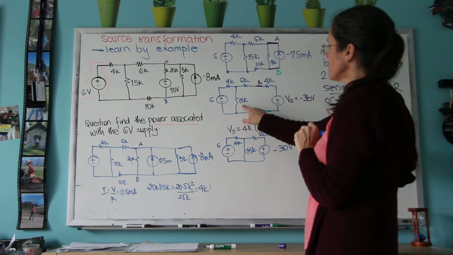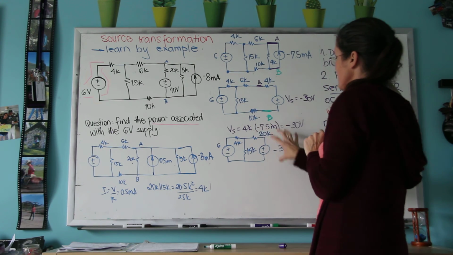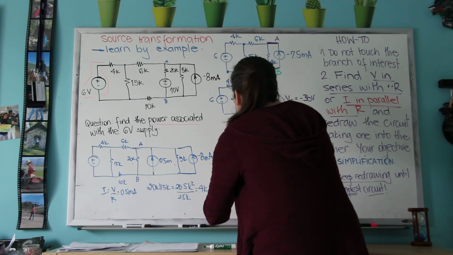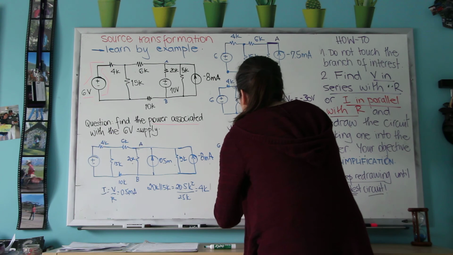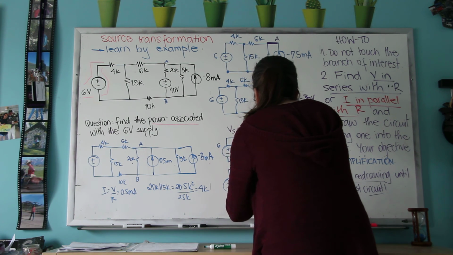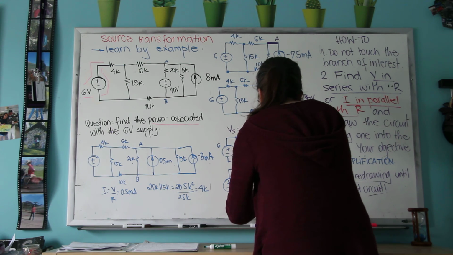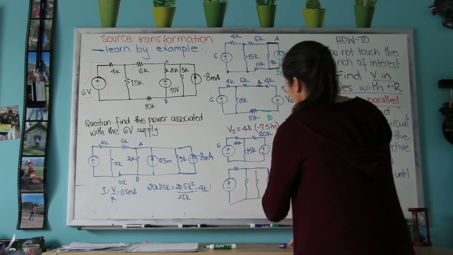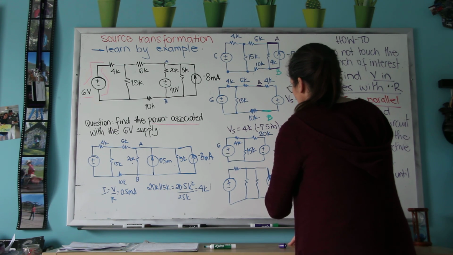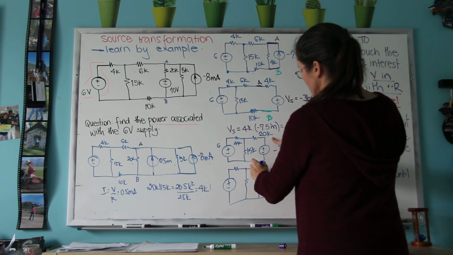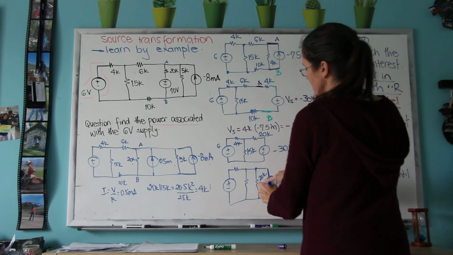And now obviously 15K would be in parallel if I could source transform, which I'm going to do here. It's going to be 15K in parallel with 20K. And again, this will be in parallel with a current that's 30 divided by 20, which is minus 1.5 milliamps. This continues to be 20K, so I'm just copying this resistor. This was another question. How come the same resistor is here?